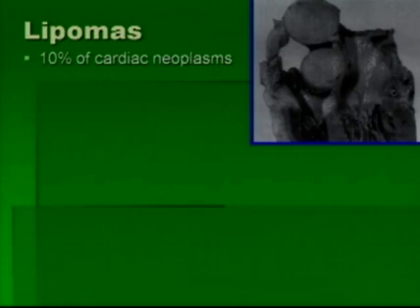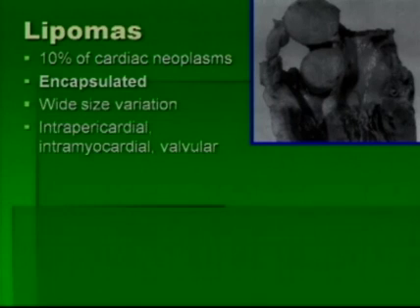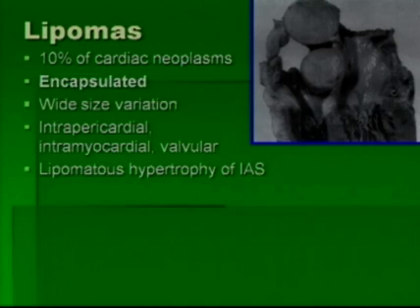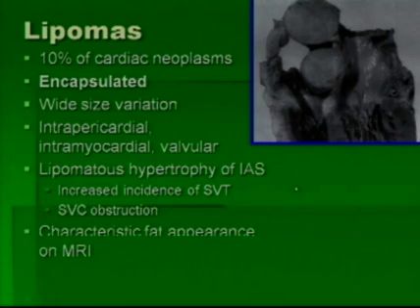Lipomas make up 10% of cardiac neoplasms. They tend to be encapsulated. There's a wide size variation. They can be intrapericardial, intramyocardial, they can grow from the valves. And then, of course, there's lipomatous hypertrophy of the interatrial septum, which is essentially a lipoma. There is an increased incidence of supraventricular tachycardia, especially when the septum is involved. There can also be SVC obstruction. It's not hard to see how this tumor could obstruct the superior vena cava.